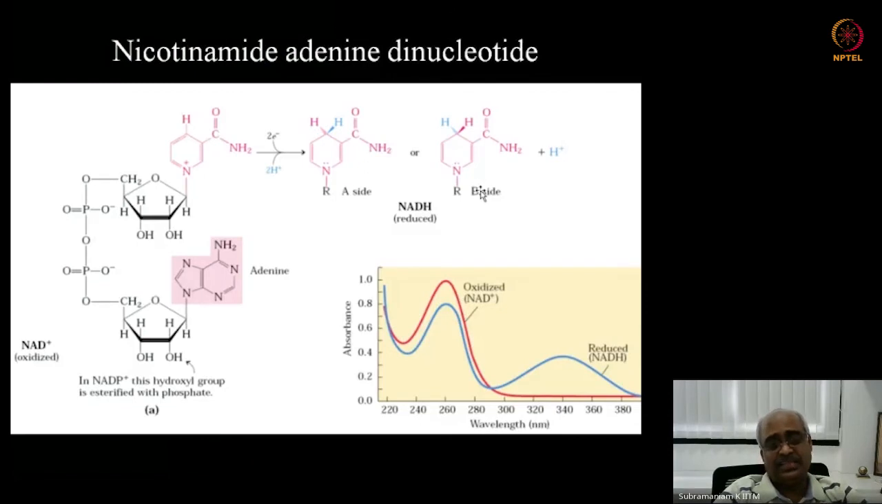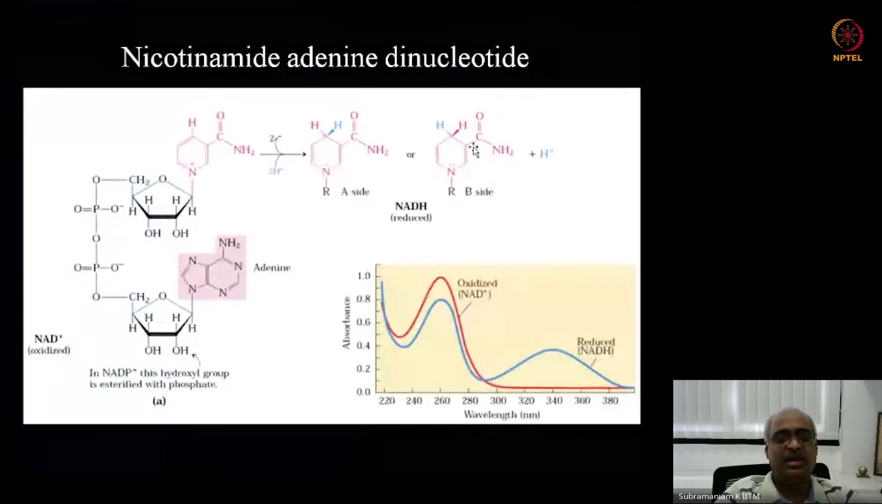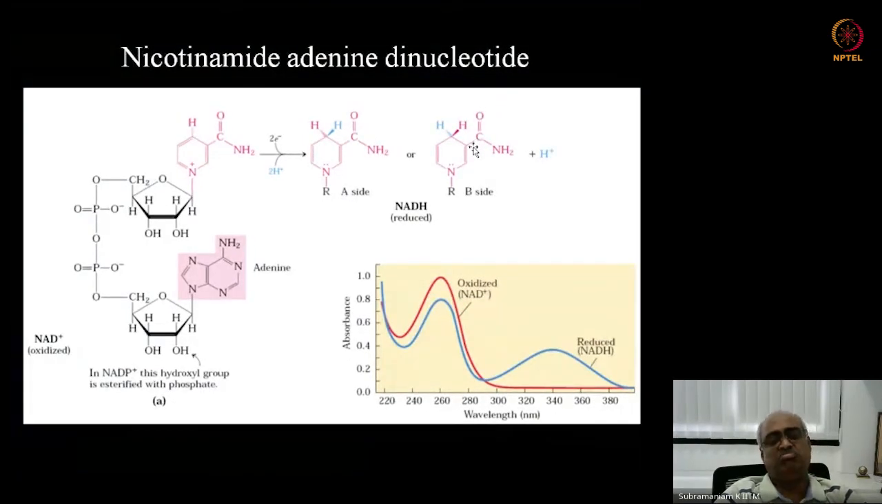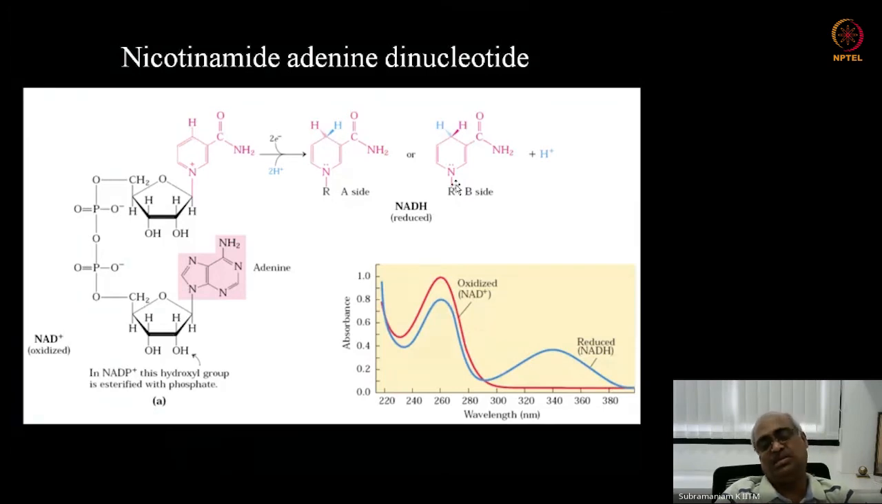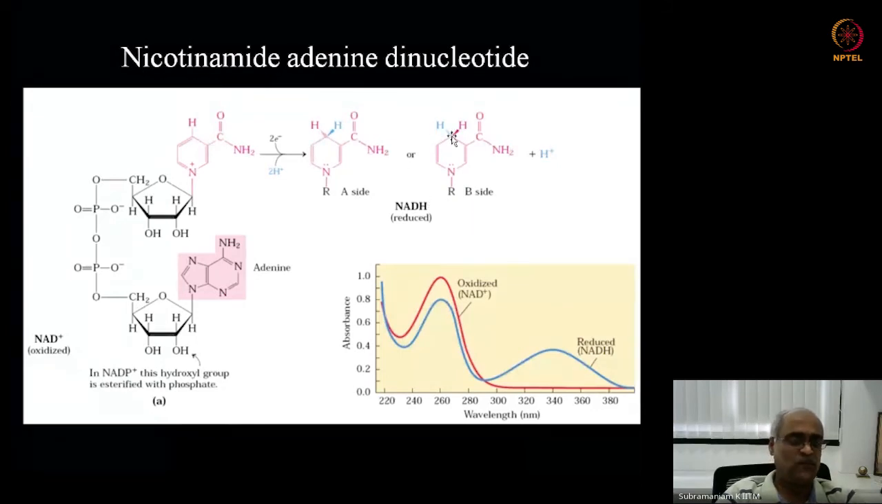But we have enzymes that catalyze either the A side transfer or the B side transfer, and the preferences could be as high as 10 to the power 7. For example, one enzyme may prefer A to B at a ratio of 10 to the power 7, meaning out of 10 to the power 7 molecules it worked on, that many will be A for one B, or vice versa. So the enzyme shows preference, but chemically it doesn't make a difference. It could be on either side.